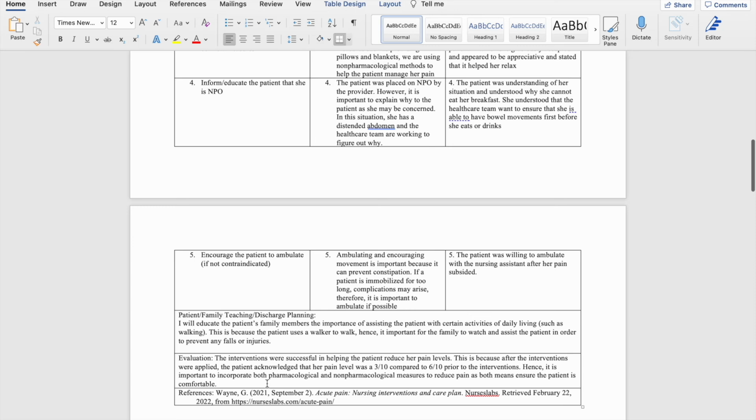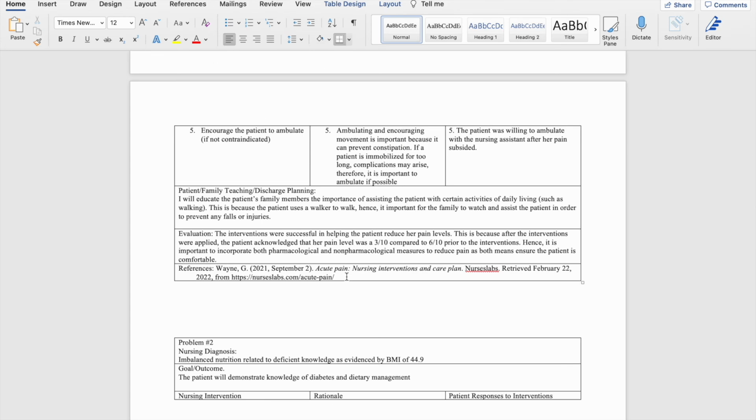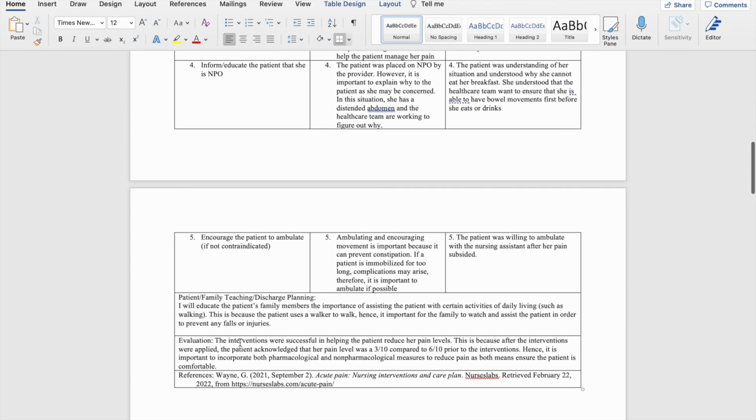And the evaluation, we're evaluating whether all of these interventions were effective and whether our teaching was effective. So we see the interventions were successful in helping the patient reduce her pain levels, because after the interventions were applied, the patient acknowledged that her pain level was 3 out of 10 compared to 6 out of 10 prior to the interventions. Therefore, it is important to incorporate both pharmacological and non-pharmacological measures to reduce pain, as both means ensure the patient is comfortable.